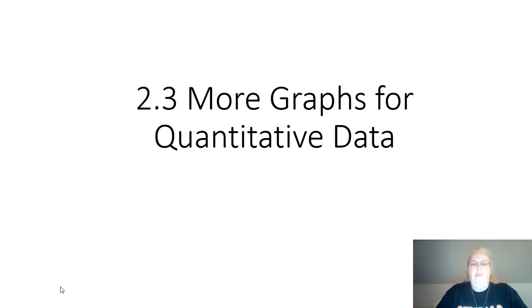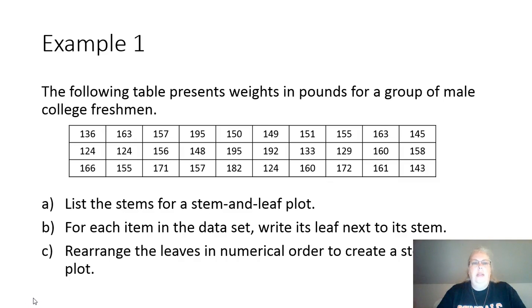The following examples come from Lesson 2.3, More Graphs for Quantitative Data. Example 1. The following table presents weights in pounds for a group of male college freshmen. A. List the stems for a stem and leaf plot. B. For each item in the dataset, write its leaf next to its stem. C. Rearrange the leaves in numerical order to create a stem and leaf plot.